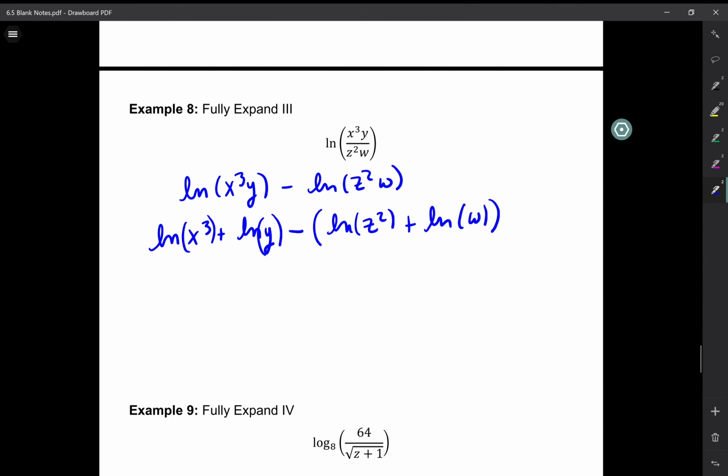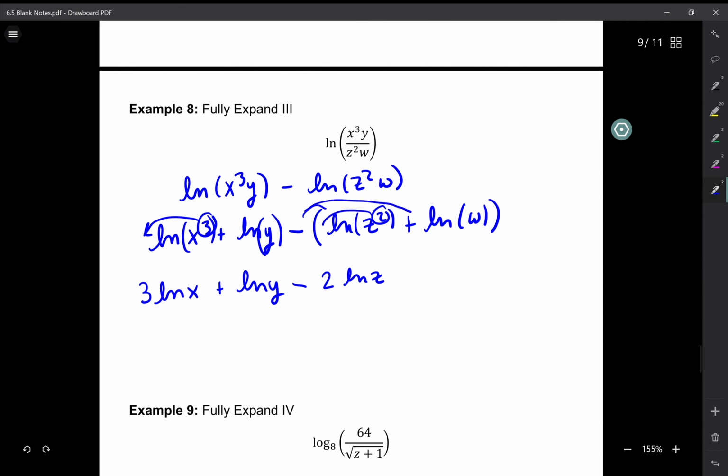Let's do the power rule. We're almost done. 3 comes down: 3 natural log of x plus natural log of y minus 2 natural log of z. The 2 came down. And don't forget to distribute that negative out: minus natural log of w. Wow, I missed a lot of parentheses that time.